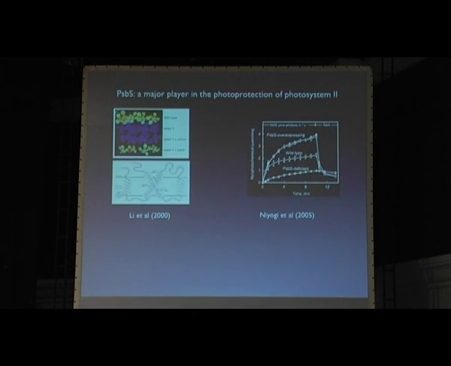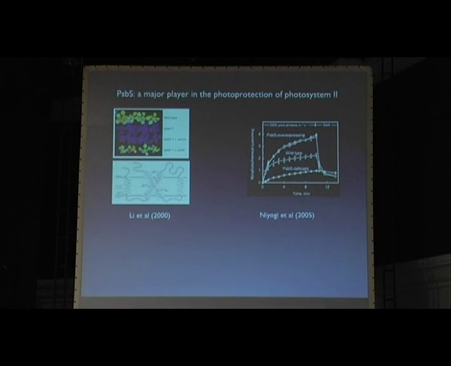So we looked at PSBS in more detail. We felt this was a regulatory gene that really could give us a good chance at controlling NPQ and controlling photoprotection. And it was discovered over 10 years ago now by Chris Nyoji in Arabidopsis, carrying out a screen of mutants, looking for mutants that did not respond to high light.